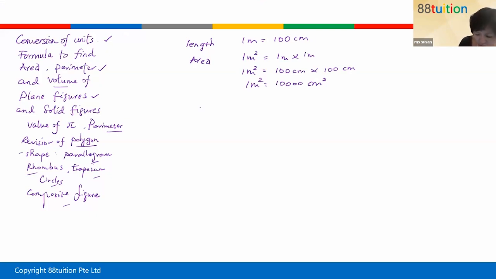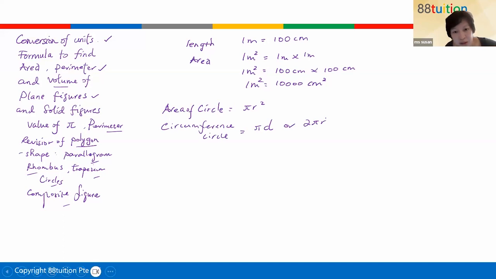Then we talk about shapes like the circle. To find the area of a circle, it is pi r squared. For the circle we don't call it perimeter, we call it the circumference. Circumference of a circle is pi d, or you can use 2 pi r. It's the same.